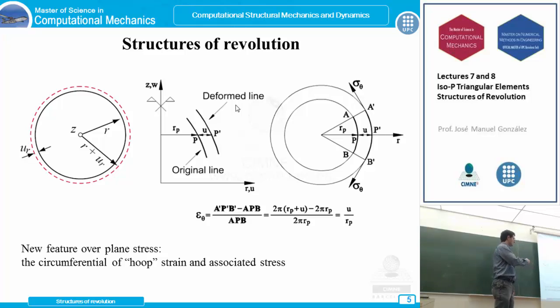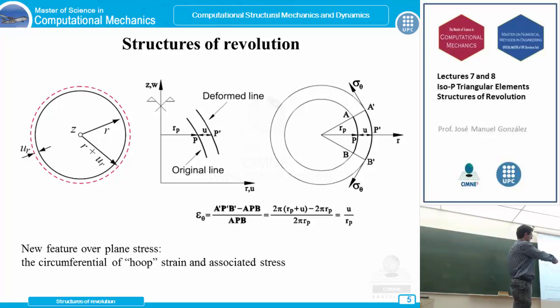In fact, this is due to the axisymmetric distribution, because in plane stress or plane strain, a radial displacement or a horizontal displacement is in fact a rigid body motion. But now, if we consider this radial displacement here, this radial displacement must be extended around the axis. So if we have this radial displacement, at the same time we are generating a circumferential strain due to this. This is explained in this scheme here.